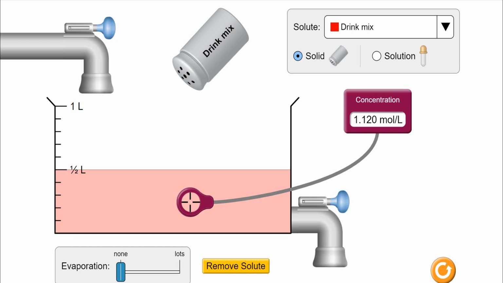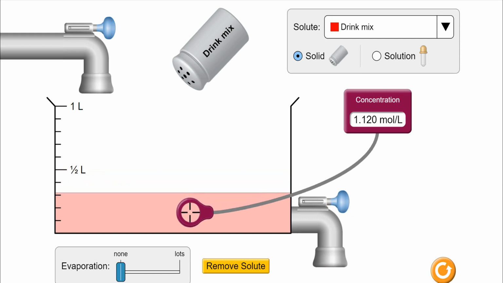If I wanted 1 molar, but right now I have it too high, I can try thinking about, let me dump out the solution here. If I dump out the solution, surely the concentration would drop, right? Well, let's have a look at this number. Currently is 1.120. As I dump out the solution, the pool definitely goes down, but you'll notice, wait a second, this concentration meter here actually didn't change.